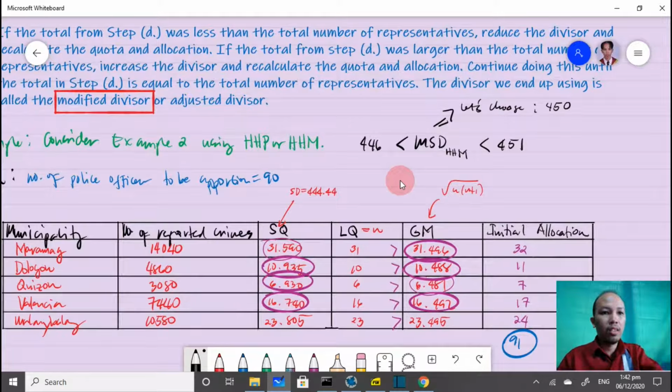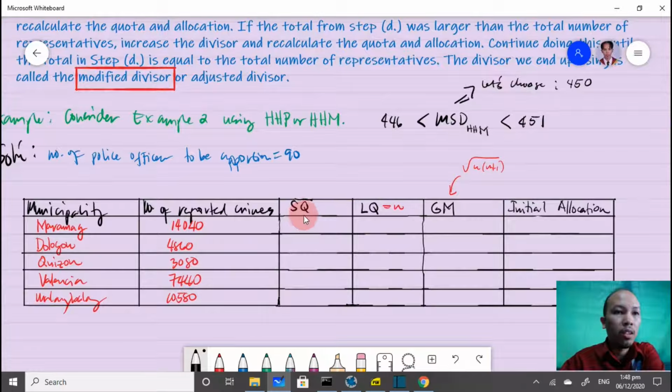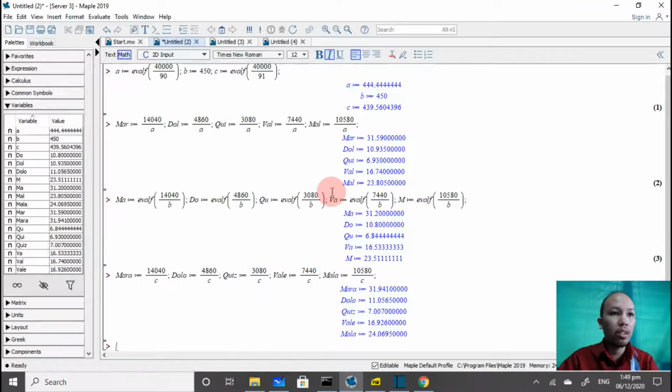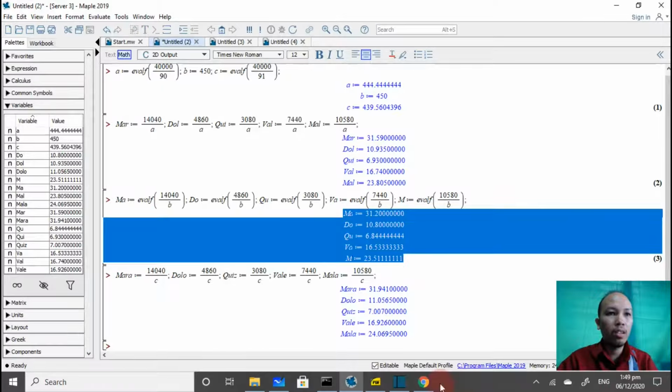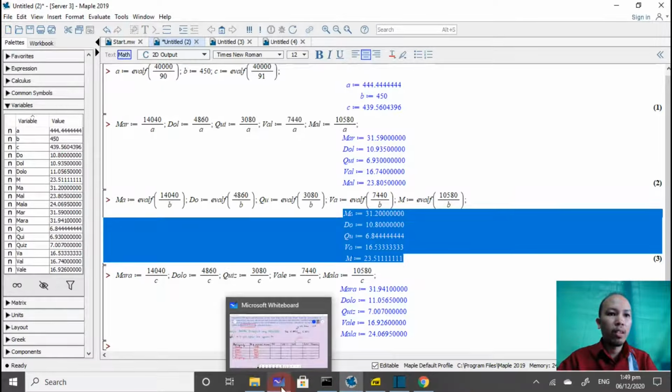Let us now compute the standard quotient. What you are going to do is, the modified standard divisor is 450. So 14,040 divided by 450, and so on, 4860 divided by 450, and so on, and then you will get a value from here. I calculated these values already, so let's paste that one.